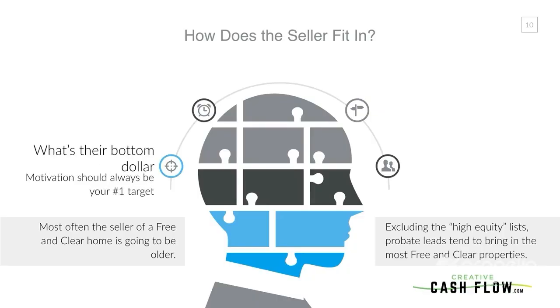One of the things that you need to know about your seller is what their bottom dollar is. Motivation is always your number one target. Motivation is always one of the things I tell all my students, because I do personal mentoring too. So if you're interested, creativecashflow.com, you can look me up that way and contact me. I do personal mentoring. But one of the things I always tell all of my students is I don't care what the seller wants. I care why the seller wants what they want, okay? It's a very small way of changing that thought process, but it matters.